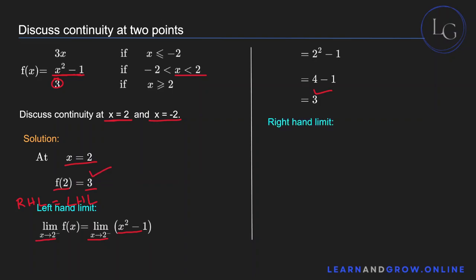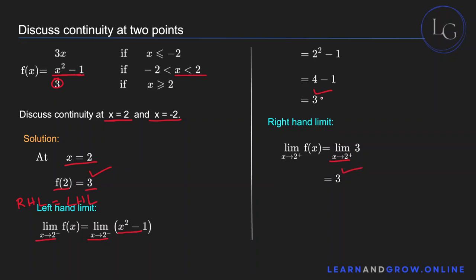And now let's see the right-hand limit. For the right-hand limit, you'll use this 3 again. Why? Because when x is greater than 2, the value of the function is 3. And the right-hand limit approaches from above 2, the values of x above 2. So you take 3, and since 3 is a constant, you cannot apply the limit, and 3 will remain as it is. So it is equal to 3.